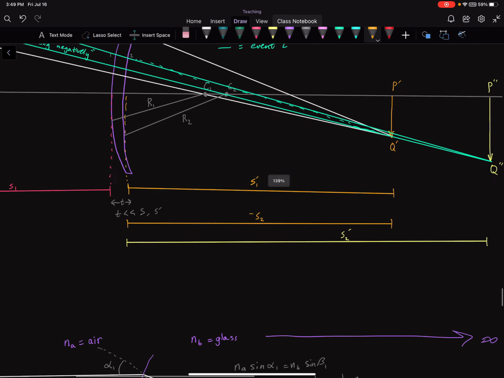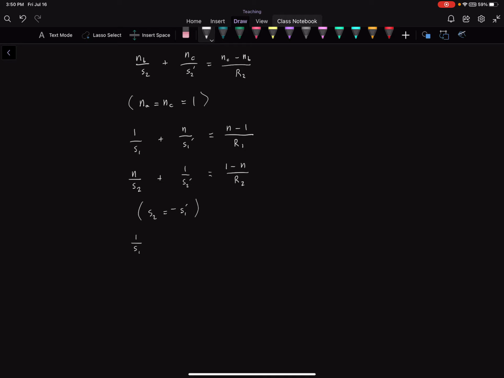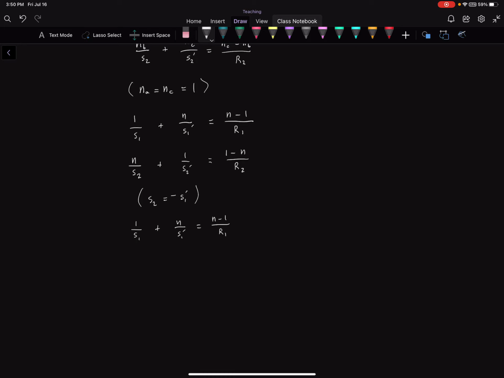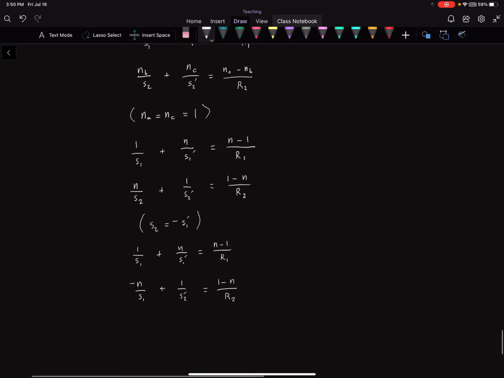And let's carry on. So let's put that in parentheses and keep going. We have 1 over S1 plus n over S1 prime is equal to n minus 1 over R1. That one, nothing changes. But the second one is negative n over S1 plus 1 over S2 prime equals 1 minus n over R2, right?